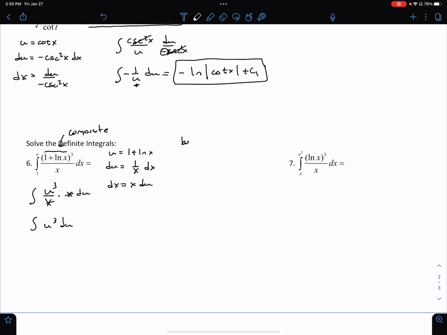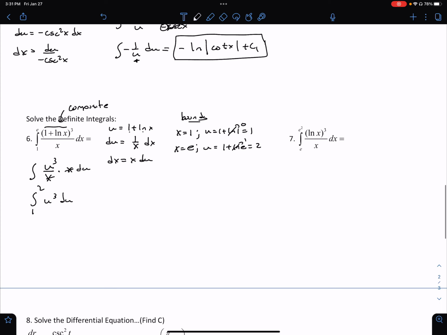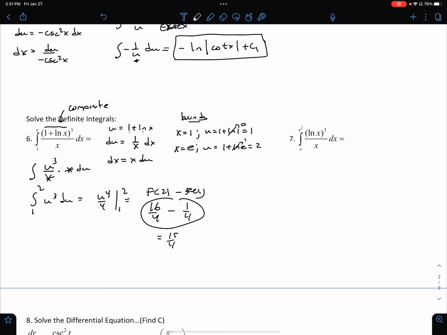Now I'm going to change my bounds here. When x is 1, u is 1 plus natural log of 1, which is just 1 because that's just 0. So my lower bound is 1. When x is e, u is 1 plus the natural log of e. Well, that's just 1 here, so that's 2. And this I can integrate. U to the 4th over 4, my power rule, from 1 to 2, and I just use my FTC. Plug in the 2, we're going to get 16 over 4 minus 1 over 4. I'm cheating, it's 15 over 4 if you want to simplify that.